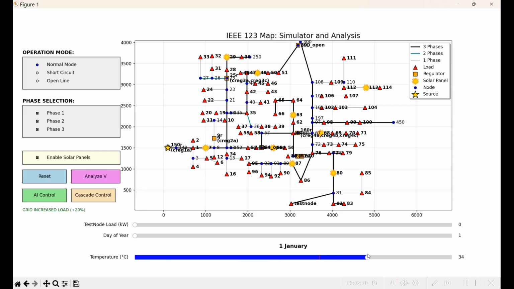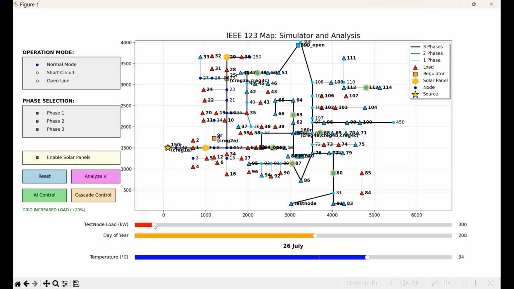Set the outdoor temperature, let it be 34 degrees, the month, let it be July, and set an additional load on a specific node called the test node. We have allocated an additional network node on which we will conduct further experiments. If we now press the network analysis button, the simulator will perform calculations and determine the state of each node.